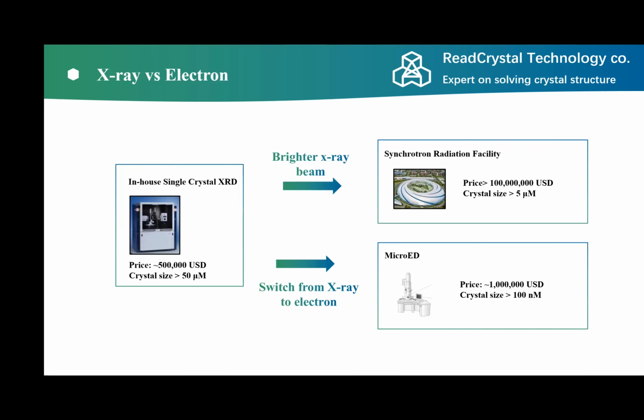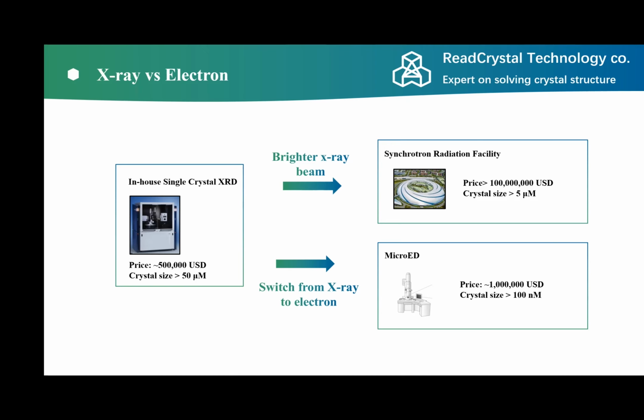There are basically two approaches that we can think about to overcome the disadvantage of single crystal XRD. First of all, we can make the beam stronger. Scientists have already built many synchrotron light sources around the world in order to have a stronger, brighter X-ray beam. But the price of this facility is quite expensive, and it can significantly reduce the size of the crystal, but still there is a limitation.